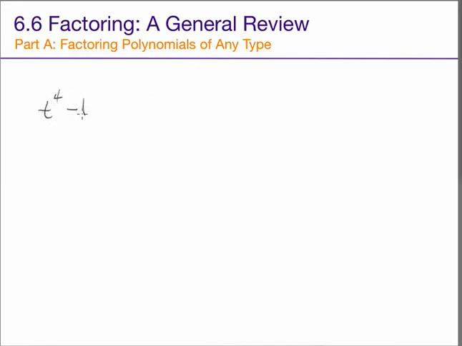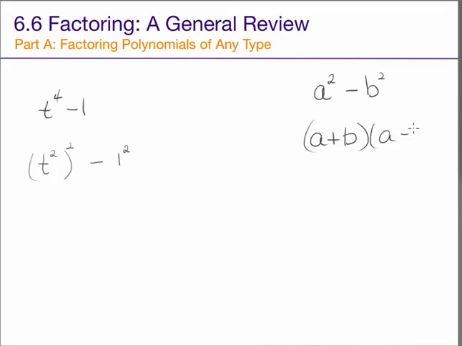The first thing I have to do here is to be able to recognize that t to the 4th can be written as t squared squared. And my 1 can be written as 1 squared. So if there ever was a case for needing a shortcut, it might be arguable that this was the case. The difference between two squares will always factor like this. And it doesn't matter what a and b are.